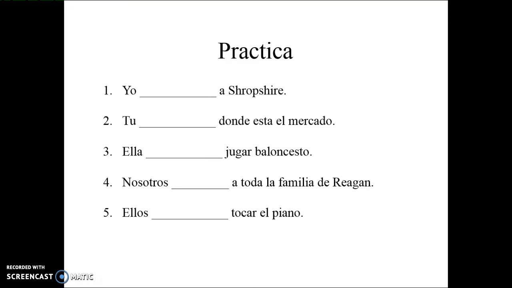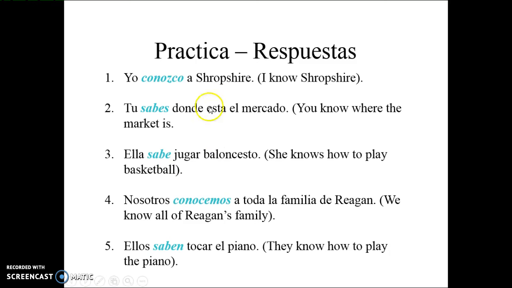Here are the respuestas. Yo conozco a Shropshire. This literally translates, I know Shropshire. I know him personally. So that's why I used conozco. Tú sabes dónde está el mercado. You know where the market is. We use the verb saber, and it's sabes because the subject is tú. We use saber and not conocer because it's a fact. I know where the market is.